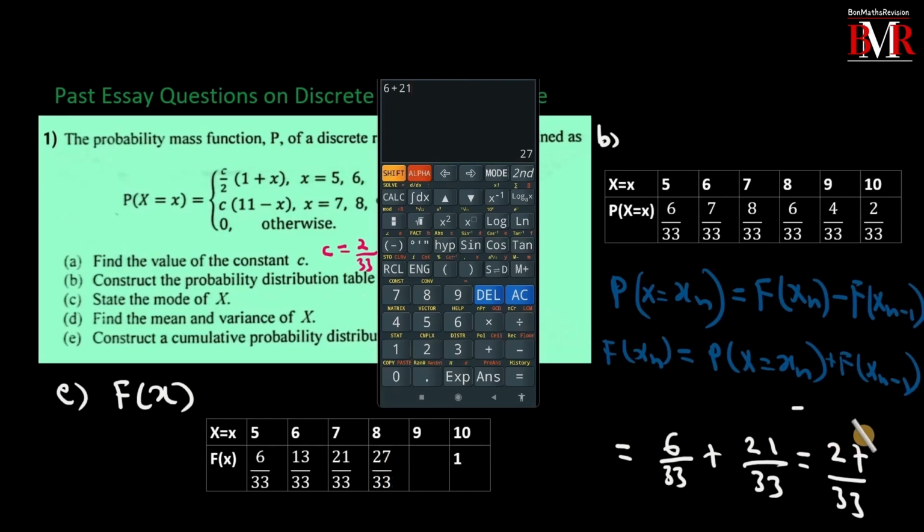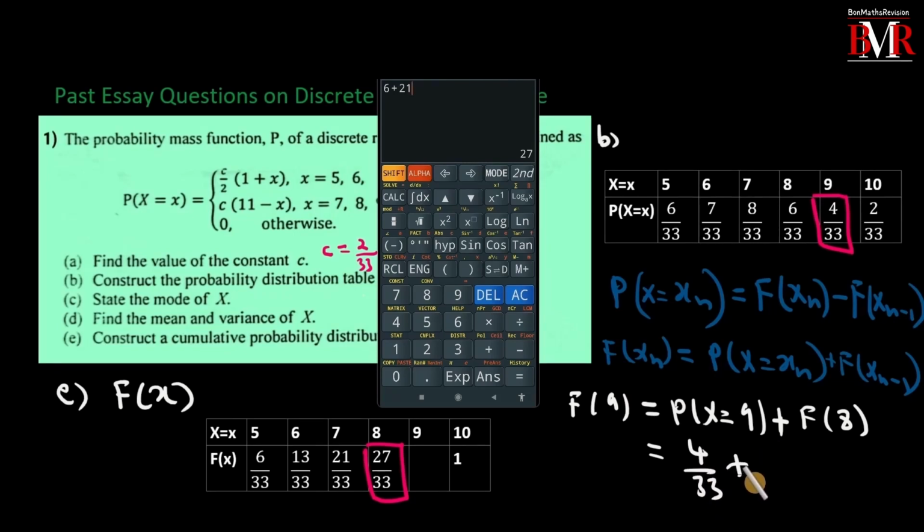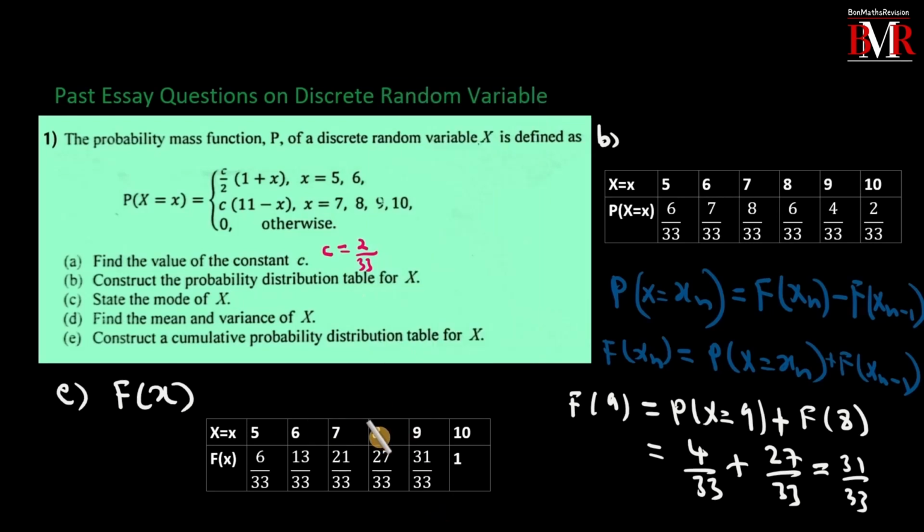Now for f of 9, from the formula, will be the probability of x equals 9 plus the cumulative value of 8, which is this one plus this one. That is 4 over 33 plus 27 over 33, which is 4 plus 27, 31. So 31 all over 33. That means here is 31 all over 33. So this is the cumulative probability distribution table of X.